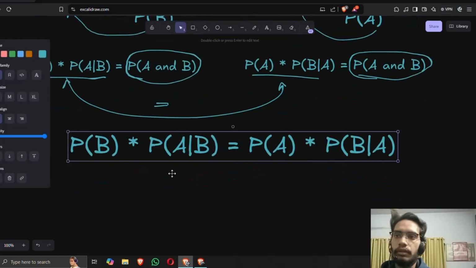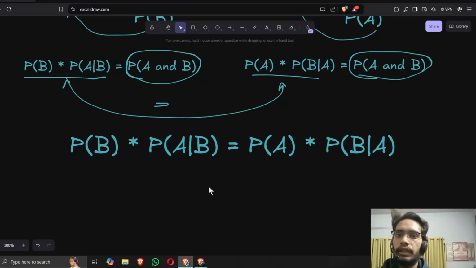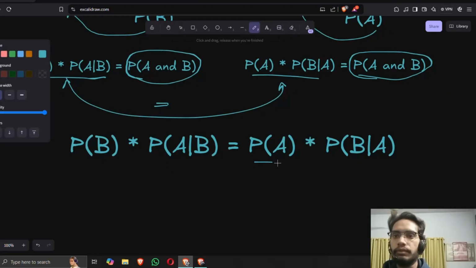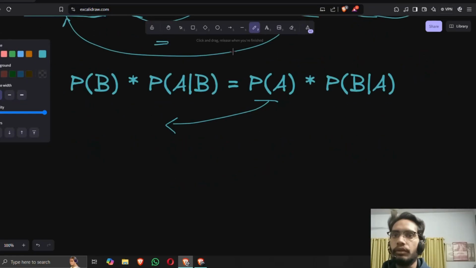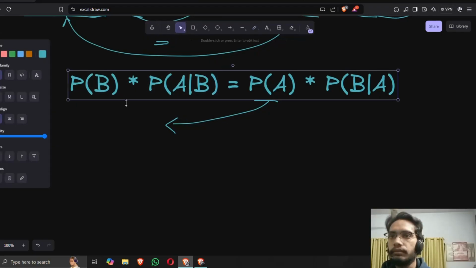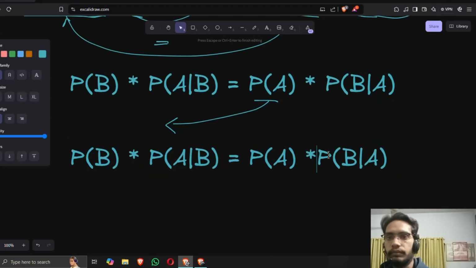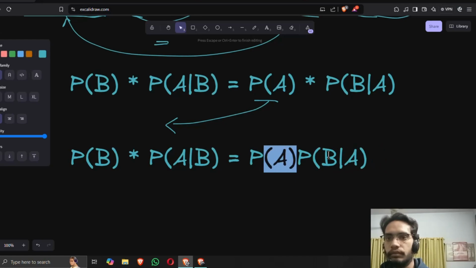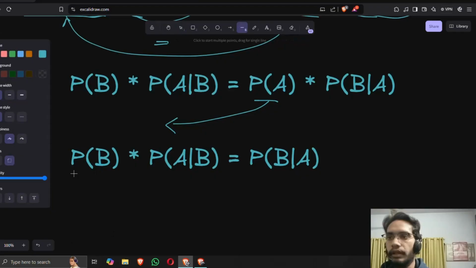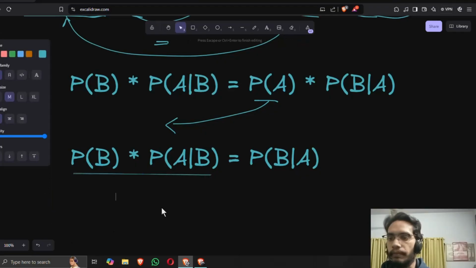Yeah, so we have derived till here, right? For this, if I put this probability of A, which is multiplying here, on the other side and divide, we can have it like this, dividing it as a whole by probability of A, right?